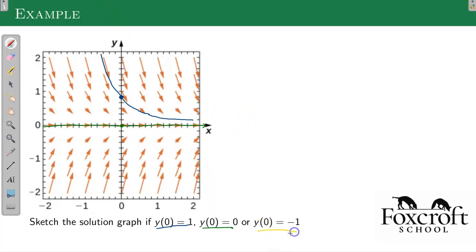And what if I knew (0, -1) was on my solution? (0, -1) is there. I follow this line, and then the next lines are a little less steep, and then I get to here, and these lines are less steep, and they tell me to start going to the left, and I go against the grain that way. So you can see how knowing an initial condition changes what my answer may look like.